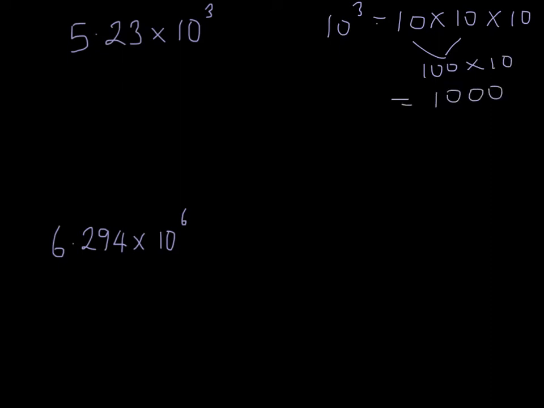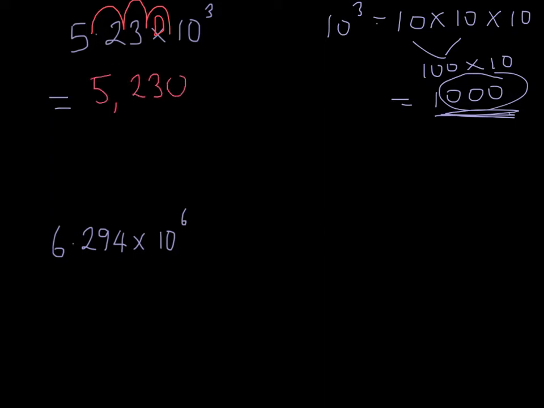1,000. Hopefully we know multiplying by 1,000, all we need to do is move the decimal point 3 spots. So to express this number in its actual number, we will just move the decimal point 3 spots. 1, 2, 3, meaning we'd need to add a 0 in here. So the actual number this is showing is 5,230. This is the number in standard form. 5.23 times 10 to the power of 3 is the number in scientific notation.